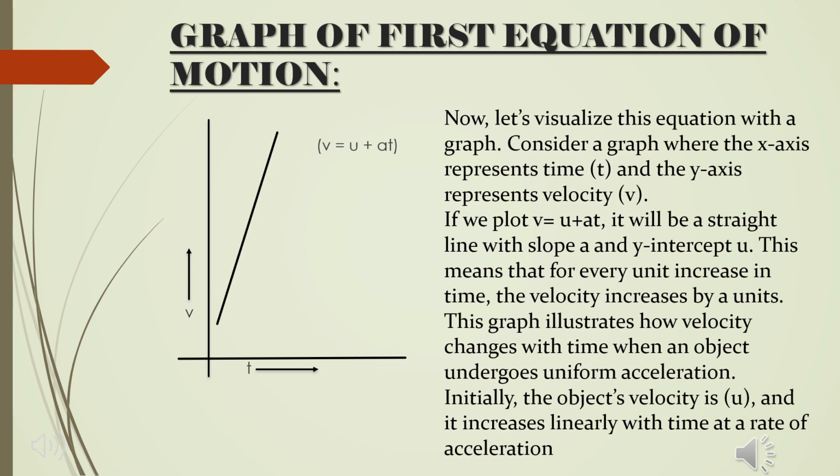Now let's visualize this equation with the help of a graph. Consider a graph where the x-axis represents time and the y-axis represents velocity. If we plot v = u + at, it will be a straight line with slope a and y-intercept u. This means that for every unit increase in time, the velocity increases. This graph represents how velocity changes with time when an object undergoes uniform acceleration.